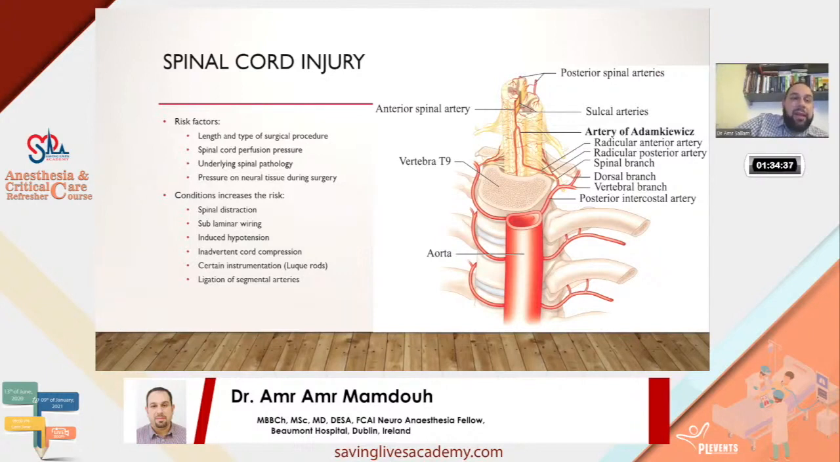They discussed risk factors, and one of the risk factors I'd like to show you is sublaminar wiring and the use of certain instrumentation, which is called the Luque rod. That's why I encourage my junior colleagues to be involved in the surgery. I know most of the senior colleagues are doing that. They know the steps and what is going to be used. On the other hand, conditions that increase the risk include induced hypotension, or inadvertent cord compression by the surgeon or by some sort of instrumentation.